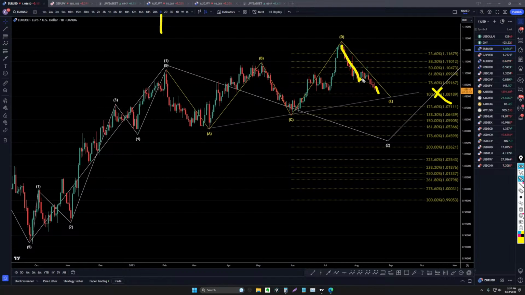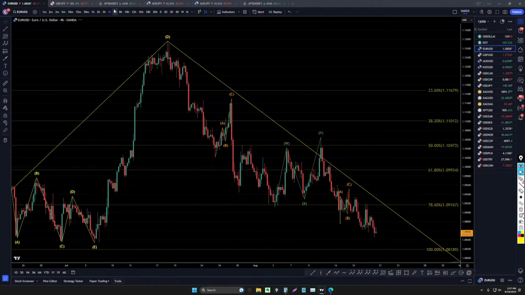So to me, it kind of looks like a 1, 2, 3, and this is what I actually expect. I think it's going to take out this trend line right here, probably touch the 123, and then eventually end up continuing the uptrend. So let's take it down to the 4-hour time frame.